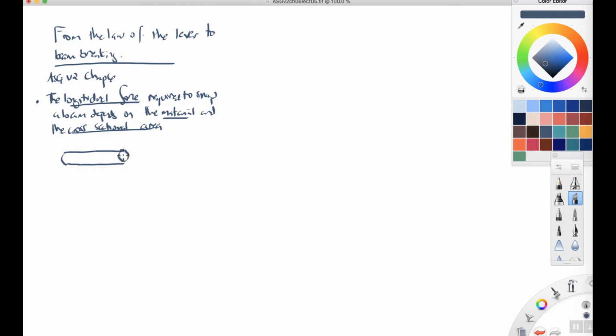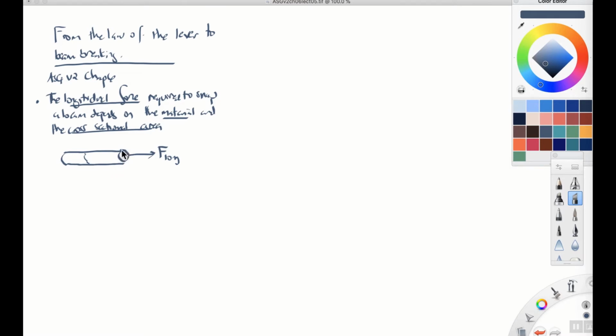But if we try to pull on the end, that would be the longitudinal force. And how hard you have to pull it in order to crack this beam depends on what kind of material it is. That's an intensive property. It could be either copper or aluminum or steel or wood or styrofoam. The material obviously has an effect on how hard it is to break it, and also the cross-sectional area.